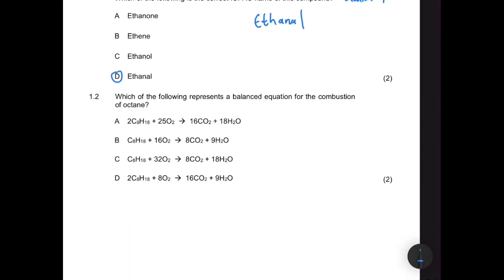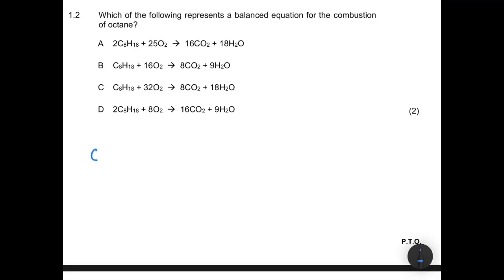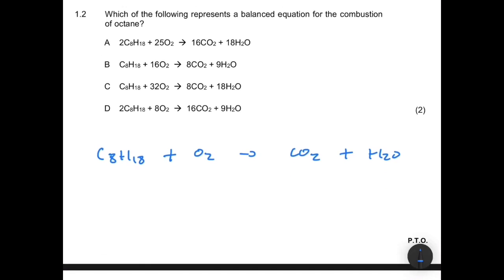And then 1.2 says, which of the following represents a balanced equation for the combustion of octane? Again, instead of looking at the options, let's have an equation for the combustion of octane, and then we'll just compare our solution with the options. So we have C8H18 plus O2 giving us CO2 plus H2O. When you have combustion, the products will always be CO2 and H2O, right? So the problem here is to balance the equation, right? So let's go ahead and try do that.